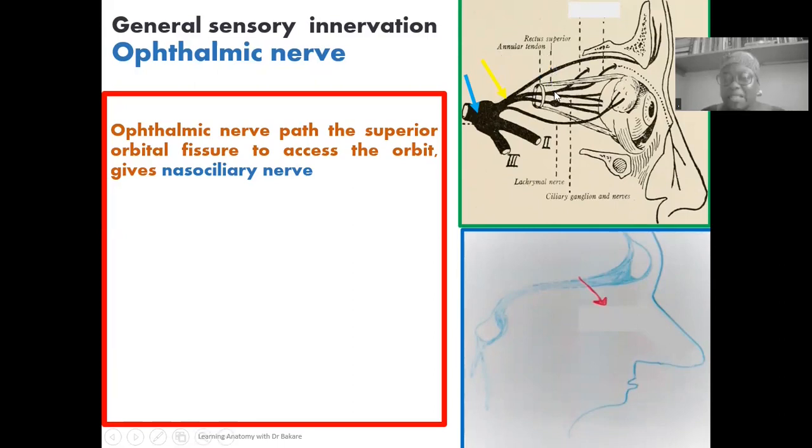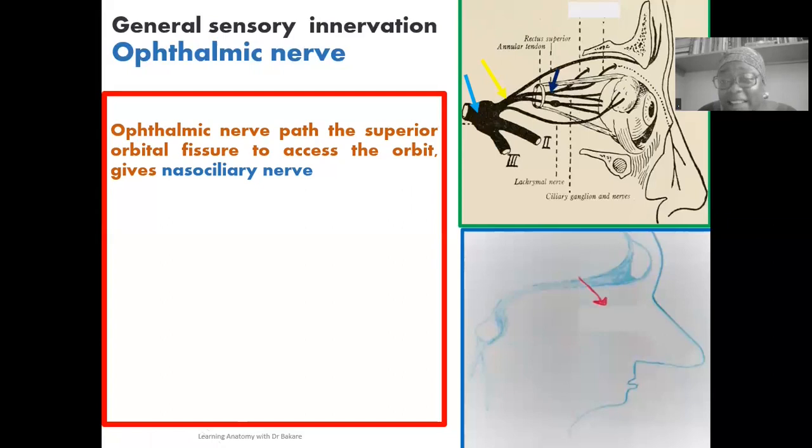So within the orbit, it gives off the nasociliary nerve. The nasociliary nerve, I've always said on this channel that all we need to do is to break down the name. This is the nasociliary nerve here that is arrowed in blue, which means that this nerve will be having nasal branches and will also be having ciliary branches. So it will be having branches directed towards the nasal region, and also branches directed towards the eye region. That's what that simply means.